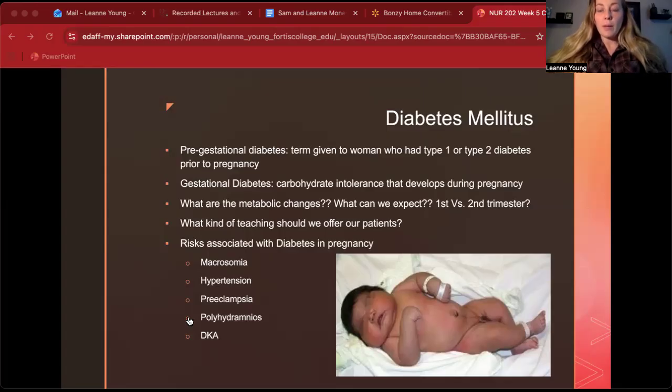So, what are the major metabolic changes that happen in our body during pregnancy? What can we expect? Is there any difference between our first trimester and our second trimester treatment for these diseases? So, you guys should know already that diabetes refers to a group of metabolic diseases characterized by hyperglycemia, resulting from defects in insulin secretion, insulin action, or both. These are typically classified as your type 1 or your type 2 diabetes.